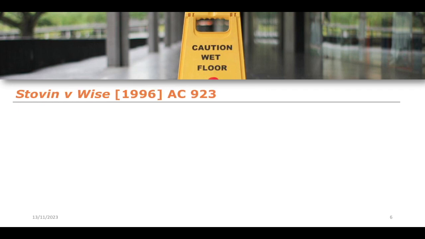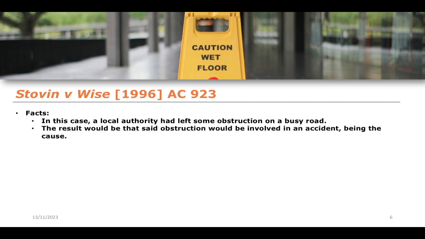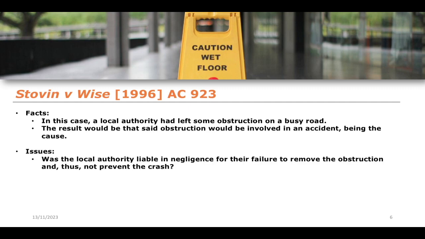So let's talk about a couple of examples from case law that illustrate this. The case of Stovin v Wise from 1996 is a good example. In this case, the local authority had left some obstruction on a busy road. That's essentially the long and short of it in terms of setting the scene. The result was that the obstruction caused a car accident, and this obviously could give rise to liability. Was the local authority liable in negligence for their failure to remove the obstruction and therefore to prevent the crash?